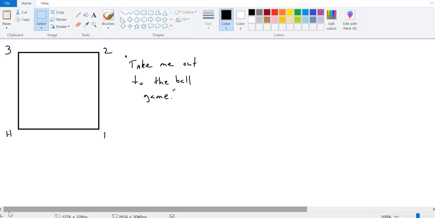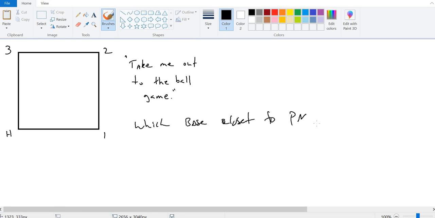For the "Take Me Out to the Ball Game" problem, we have the baseball diamond, and the question is which base is closest to the pitcher's mound. The pitcher's mound is located somewhere on the line between home plate and second, and we're told that it's 60.5 feet from home plate, so wherever that is, somewhere in here, is the pitcher's mound.